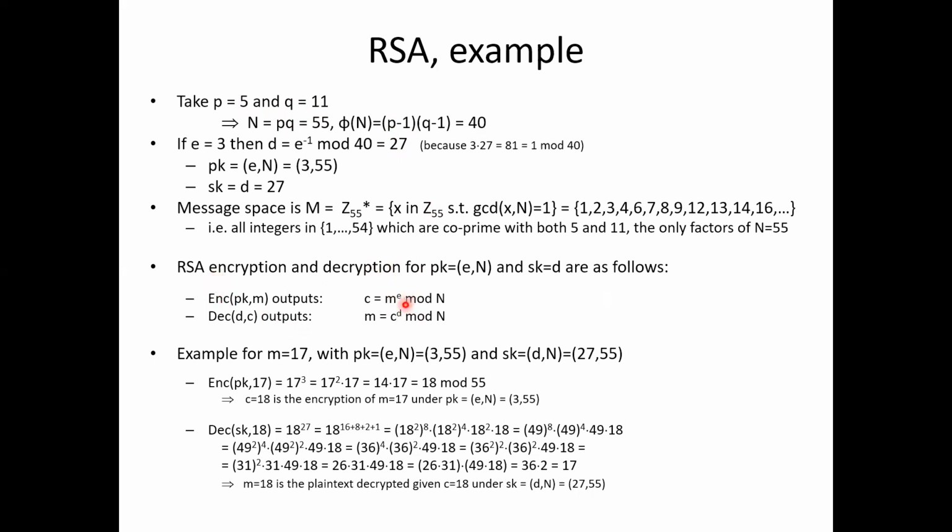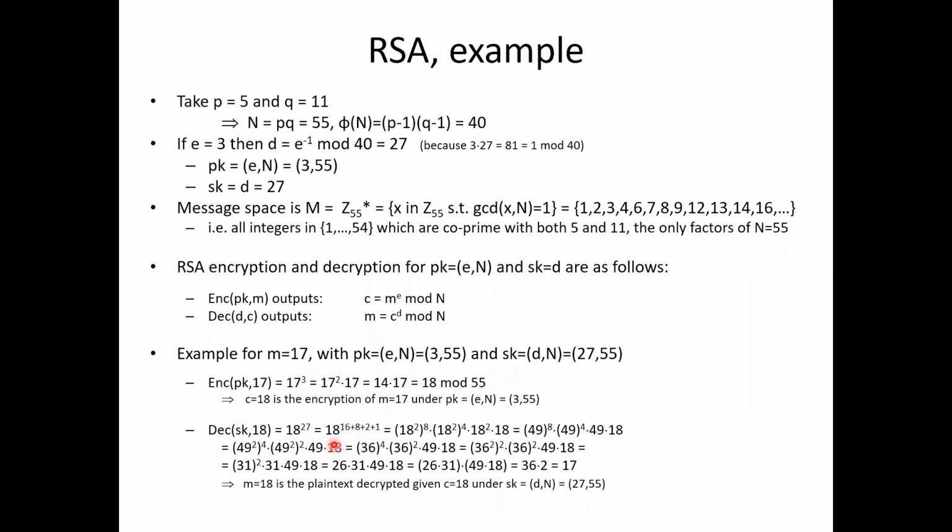So these are the encryption and decryption functions. And let's say we test it on message 17. It's in the space because it's not divisible by 5 and it's not divisible by 11. Encryption takes 17 to the 3rd power mod 55. So it's 17 squared times 17. 17 squared mod 55 is 14, right? You just make a table, multiply this and reduce mod 55. You're going to get 14, and this multiplication mod 55 is 18.